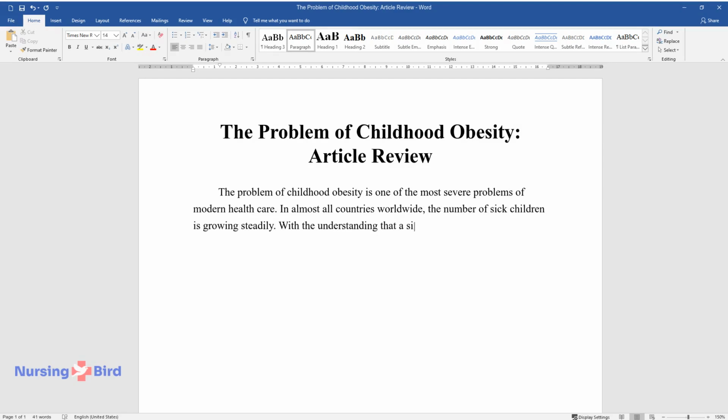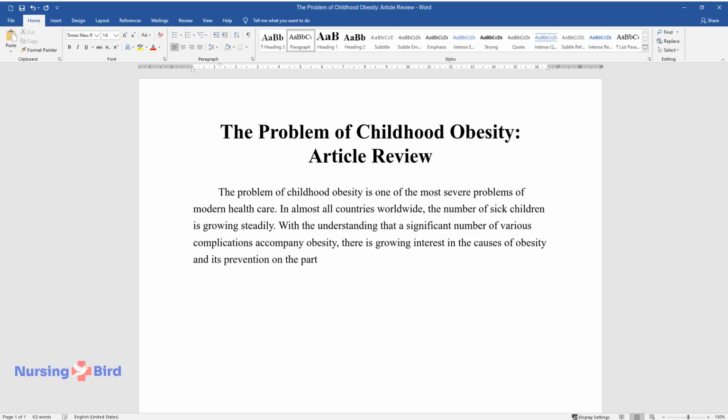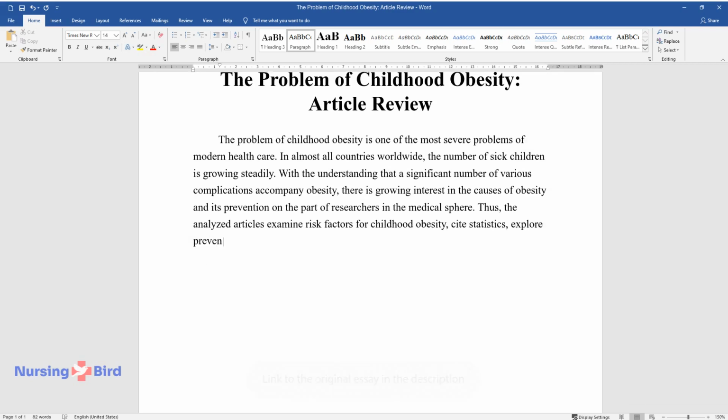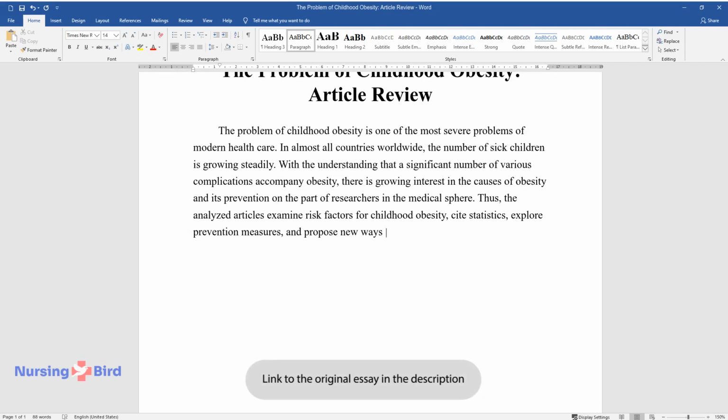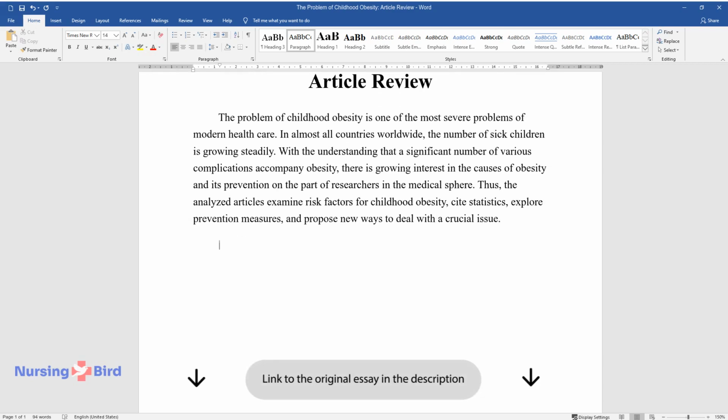With the understanding that a significant number of various complications accompany obesity, there is growing interest in the causes of obesity and its prevention on the part of researchers in the medical sphere. Thus, the analyzed articles examine risk factors for childhood obesity, cite statistics, explore prevention measures, and propose new ways to deal with a crucial issue.